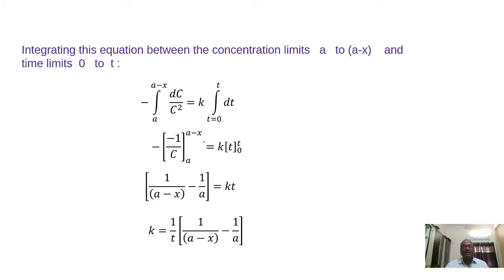Let me apply the upper limits and lower limits in this. What we get here: minus into minus gives plus, so 1/(a minus x) minus 1/a is equal to kt.